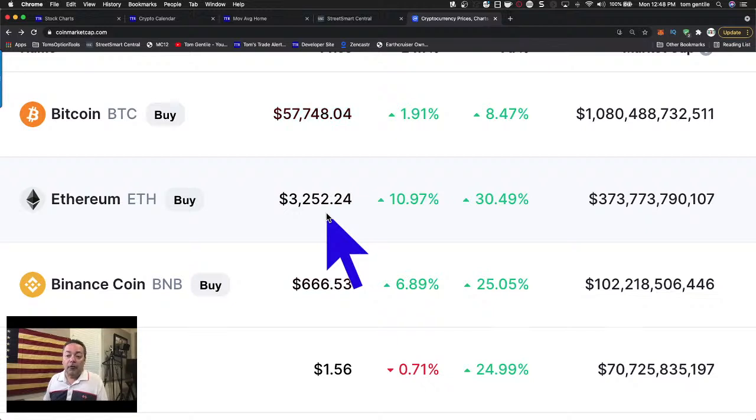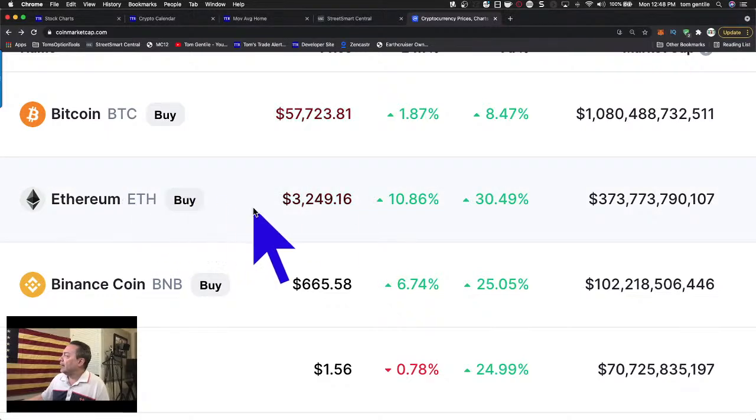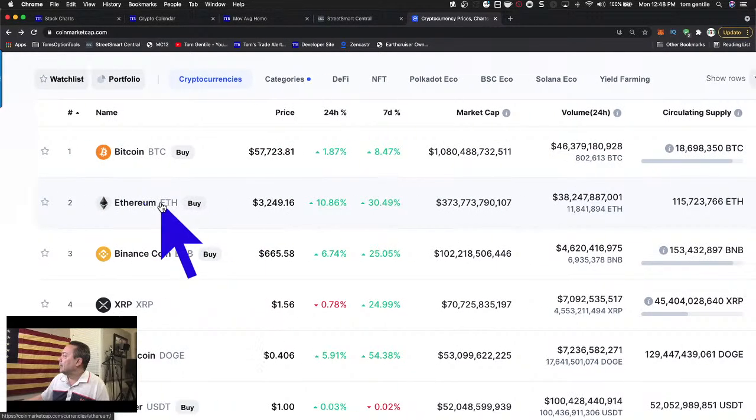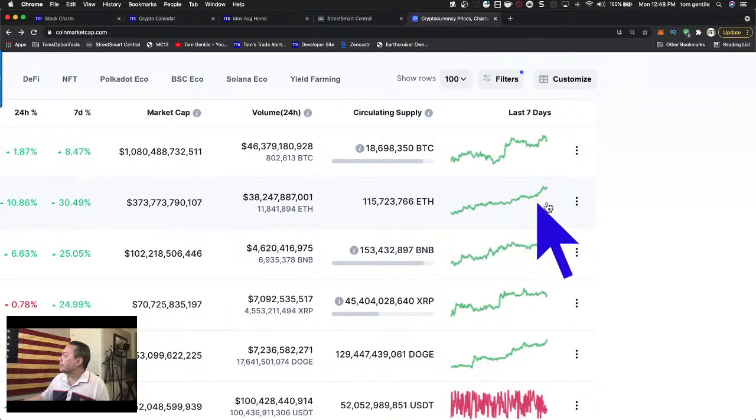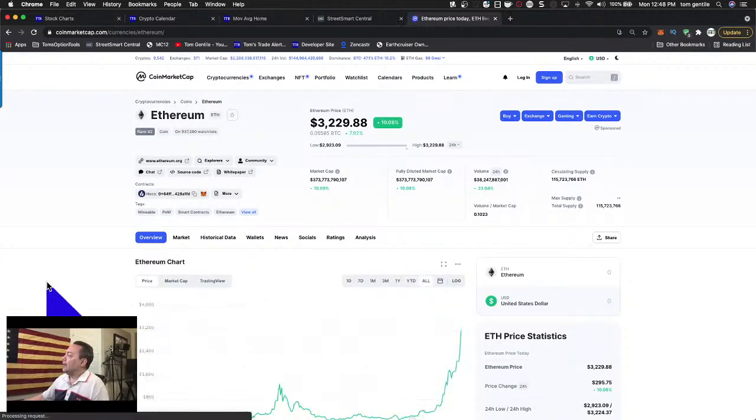Because again, Ethereum is a real player out there in terms of cryptocurrency. All right? And so that's what we see. All right, so the other point I want to make is, if we take a look at the chart of Ethereum, let's go in and take a look at it right now. So I'm going to click on the chart, and this chart is going to give us that all-time view.